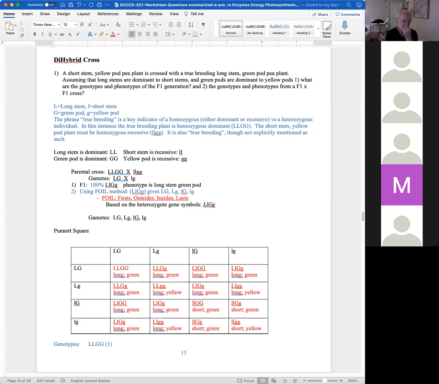Then we have to decipher the phenotype of the F1s because the question asks us what the phenotype would be. So we look at big L, little l, we know that long stems are dominant to short stems, so big L, little l must be giving me a long stem phenotype. What's big G, little g going to give me? Green.